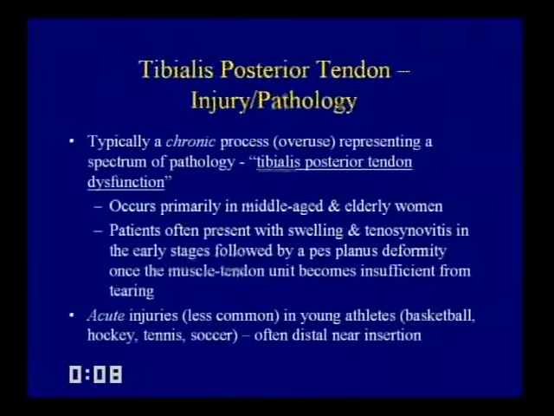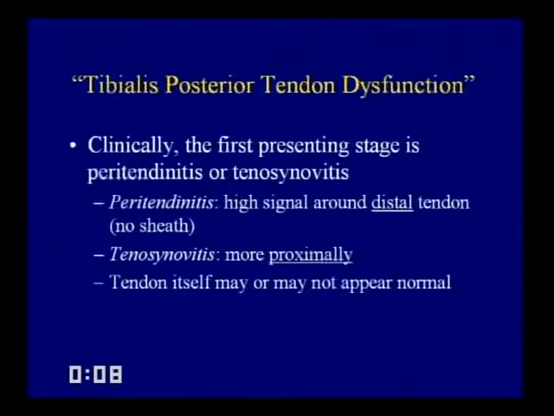They can occur in young athletes, particularly basketball, hockey, tennis, and soccer players, and often near the distal insertion. Clinically, the first presenting stage is actually a peritendinitis or a tenosynovitis. You'll call it a peritendinitis if you see high signal around the distal tendon where there is no sheath, or a tenosynovitis if you see fluid around the tendon more proximally where there is a sheath. The tendon itself may or may not appear normal.